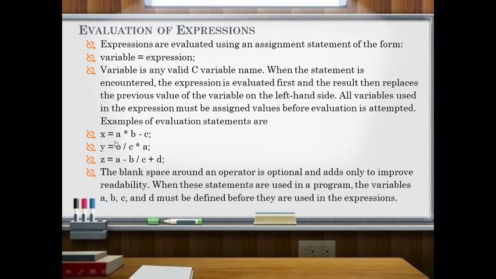For example, evaluation like a into b minus c, a divided by c into a minus b divided by a plus b. These are the expressions we have. First it evaluates, and then the value will be assigned to x. This is how it is assigned. The blank space around an operator is optional and only improves readability. When these statements are used in a program, the variables A, B, C, D must be defined before they are used in the expression.